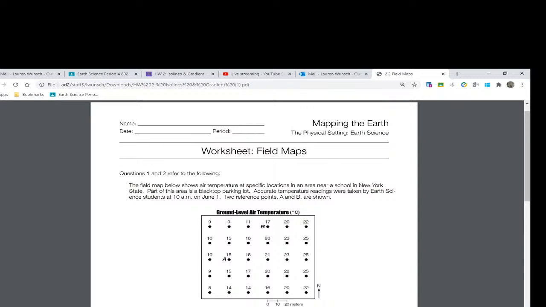So the 15 is between the 14, 16, and then it goes between the 13, 16, and then 11, 17. So this is kind of what yours should look like.